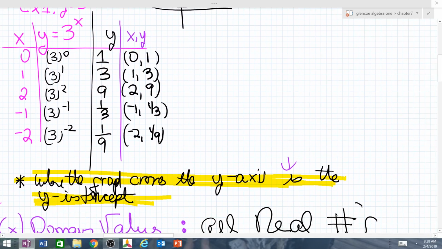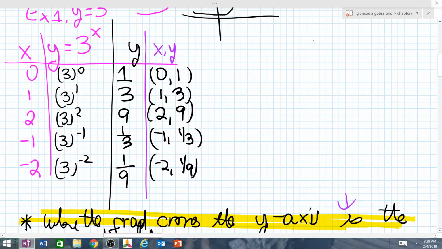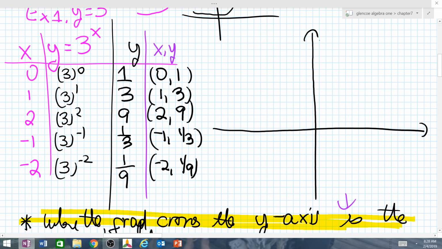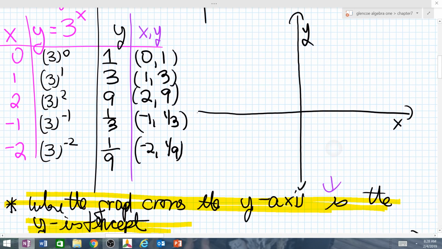And so now this must be done on graph paper, so I'm ready to graph these points. Label your x and your y. My first point is (0, 1). My next point is (1, 3). My next point is (2, 9). Then I have (-1, 1/3), and I'm going to basically estimate that. And then I have (-2, 1/9). So my graph's going to look something like that.